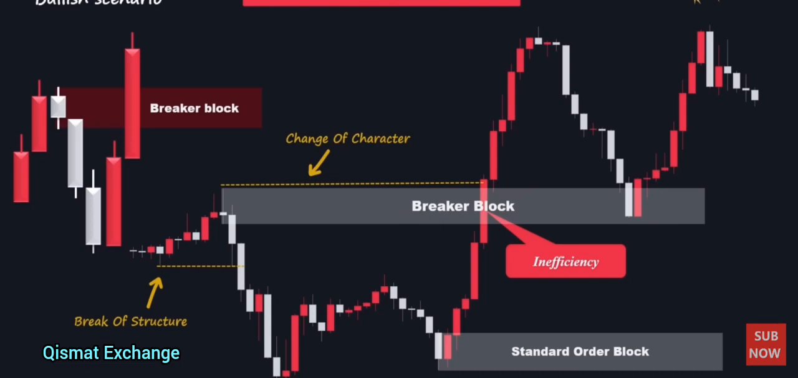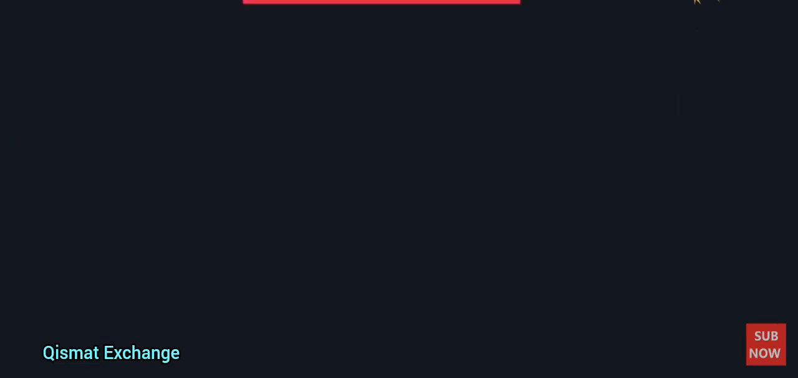In the following, we can see that price eventually pushed back down to fill the inefficiency, and also it's clear that price, after mitigation of the breaker block, sharply pushed to the upside. Also, price ignored this standard order block, which was located at the extreme. So, let's move into the last order block type, mid-movement pivot order block.